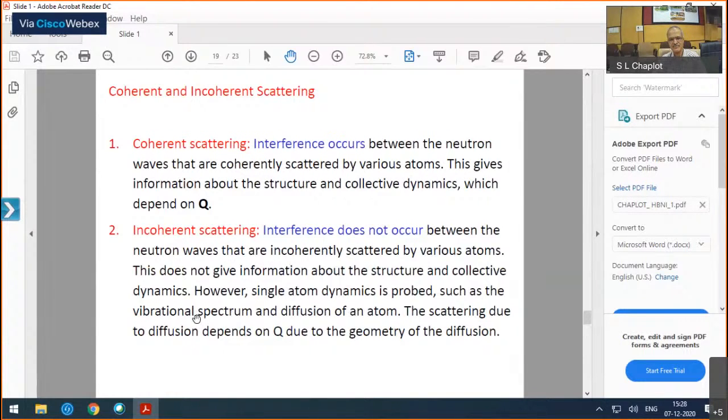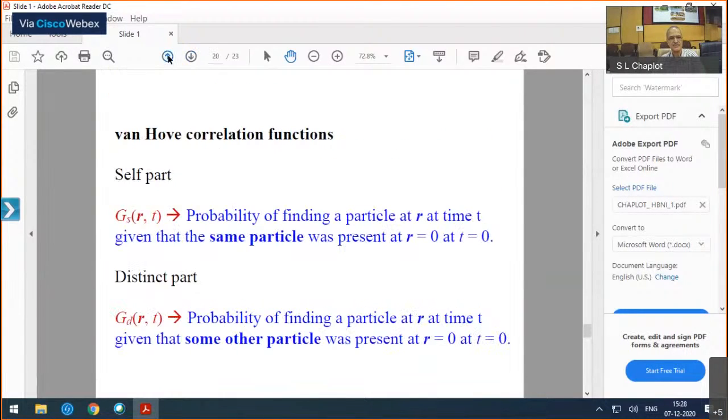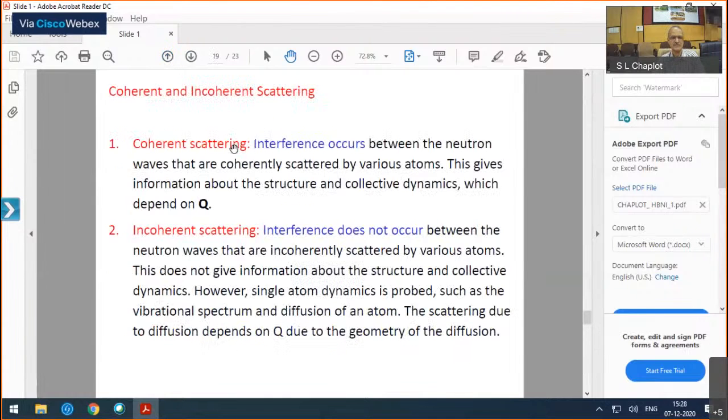A Q dependence comes because of the amplitude; there is a certain geometry involved even with the vibrations, because there are finite amplitudes of the vibrations. You would have already heard of the Debye-Waller factor. We'll see that. So these are the two features. Now, how do we exploit all that? These two kinds of things: interference occurring between different atoms, and no interference, or the single atom scattering.